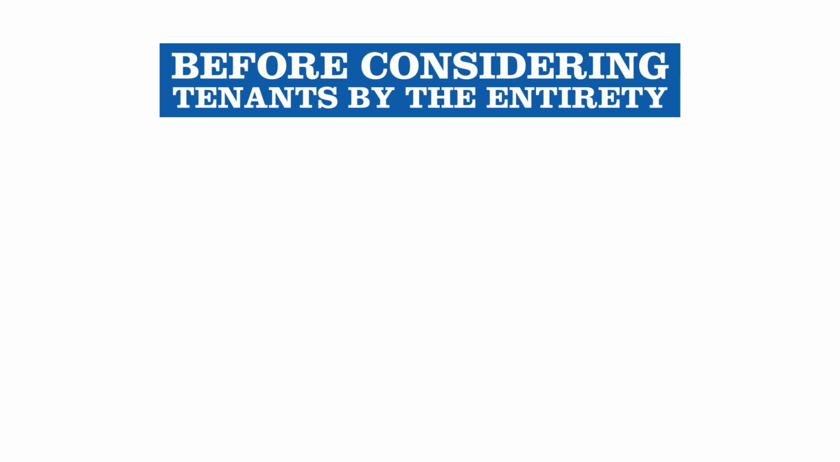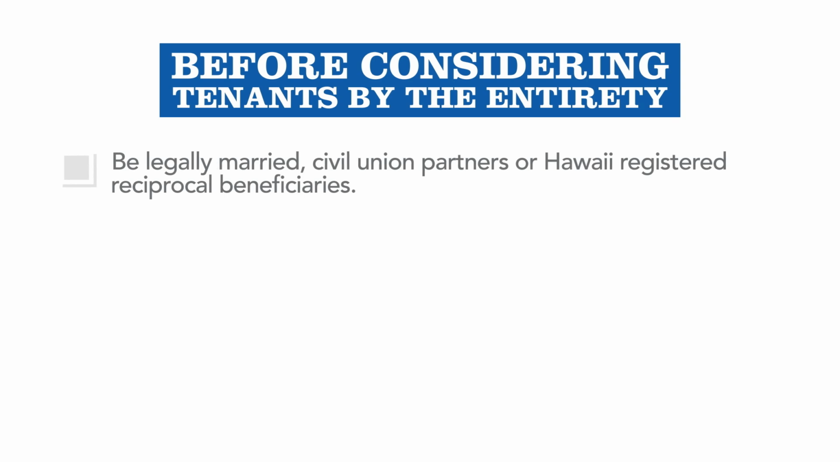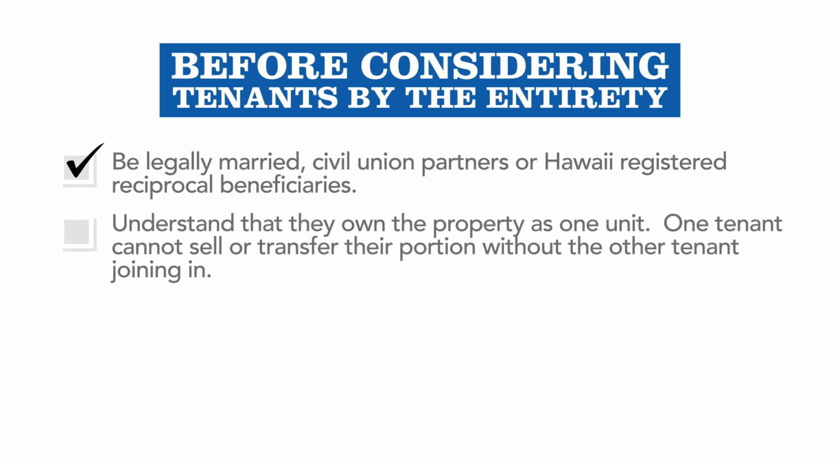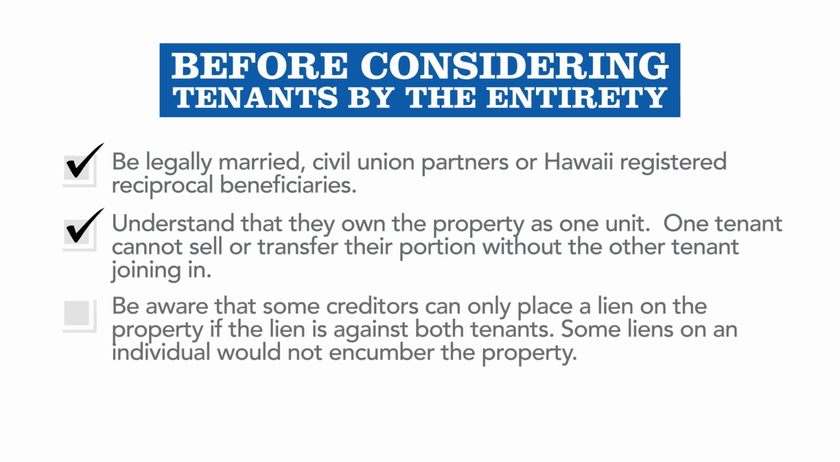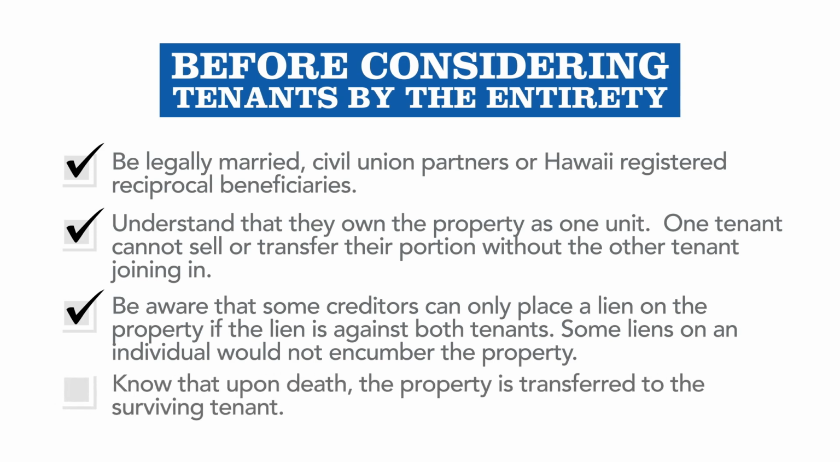To sum it up, if your buyers are considering selecting tenants by the entirety, they should be legally married, civil union partners, or Hawaii registered reciprocal beneficiaries. Understand that they own the property as one unit. One tenant cannot sell or transfer their portion without the other tenant joining in. Be aware that some creditors can only place a lien on the property if the lien is against both tenants. Some liens on an individual would not encumber the property. Know that upon death, the property is transferred to the surviving tenant.